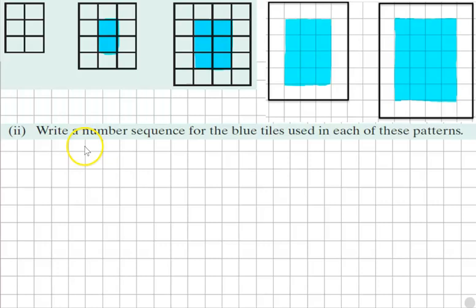Part 2, write a number sequence for the blue tiles used in each of these patterns.